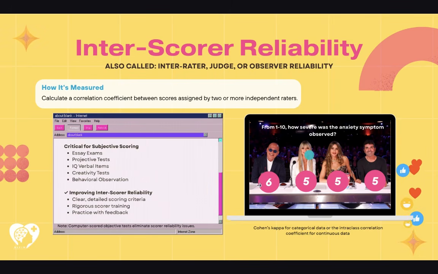so the scorers understand what scores to put once they see or observe a certain behavior or symptom. So the three of them agree, and a little bit, it's different. But if you compute it, they probably will have high reliability, in terms of high interscorer reliability.